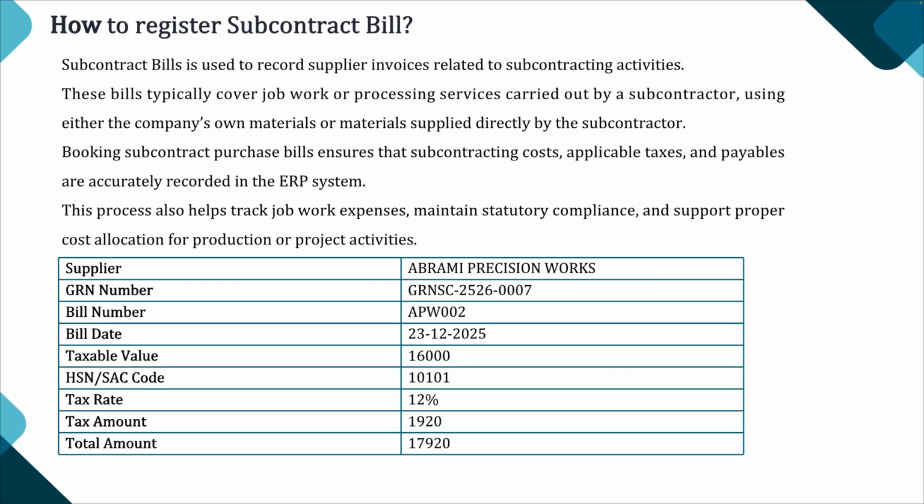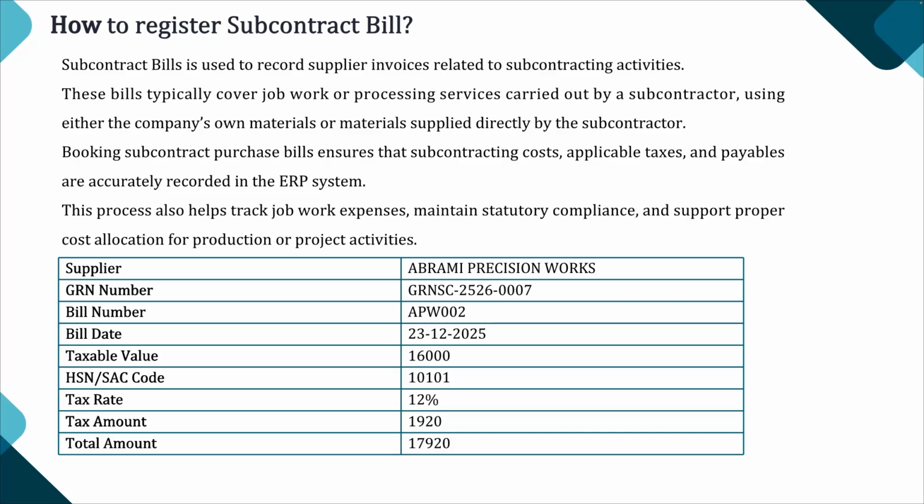Booking subcontract purchase bills ensures that subcontracting costs, applicable taxes, and payables are accurately recorded in the ERP system. This process also helps track job work expenses, maintain statutory compliance, and support proper cost allocation for production or project activities. Let us take one example.